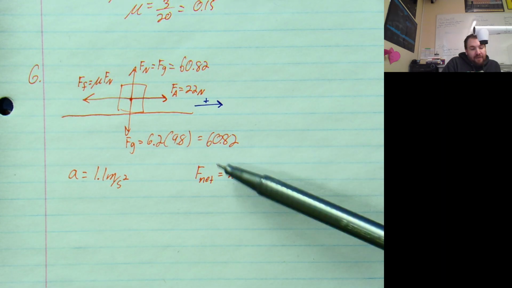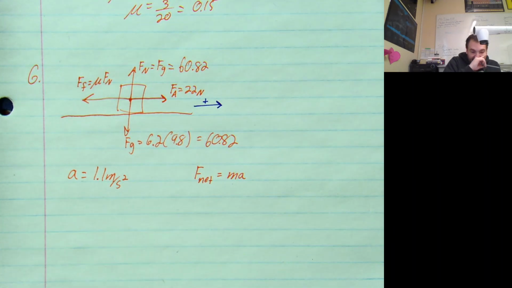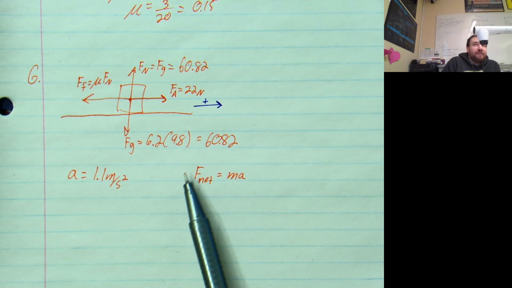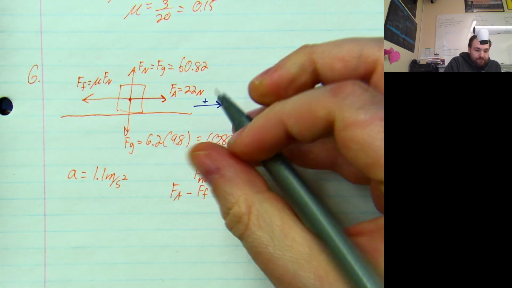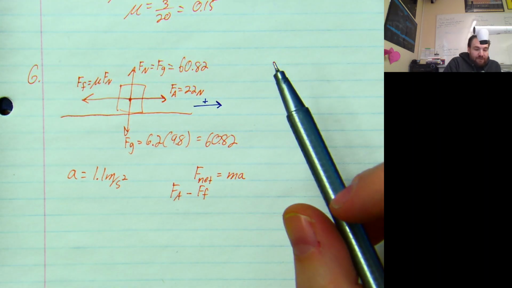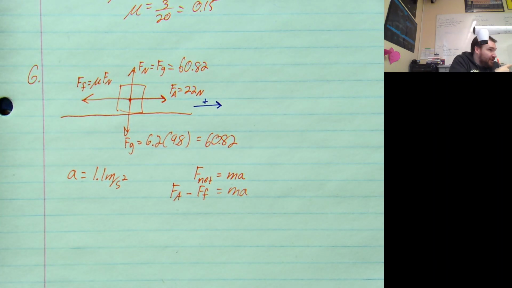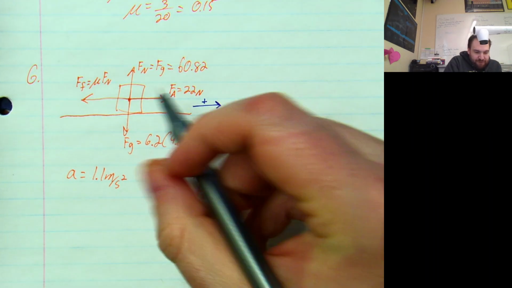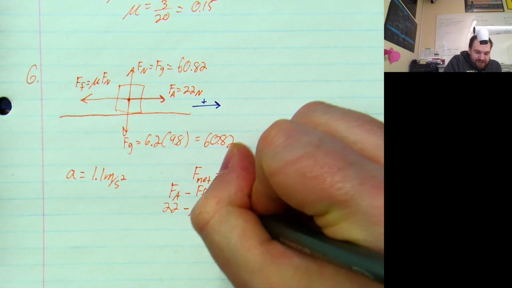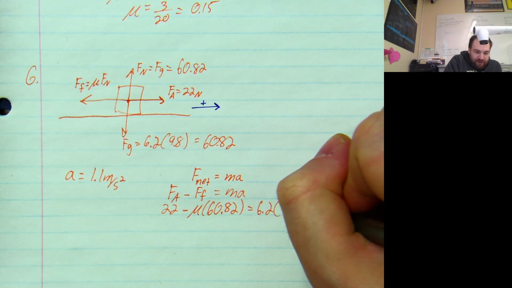So the sum F net is the sum of the forces. So what forces are acting? You said Fa and Ff. We said to the right was positive. So what's my expression here now for F net? 22 minus coefficient of friction times 60.82, equals 6.2 times 1.1. Okay, that is the next line. Jasmine gave us the previous line. Now Luis just gave us the next line. 22 minus, and the force of friction is mu Fn, so it's going to be mu times 60.82 equals 6.2 times 1.1.